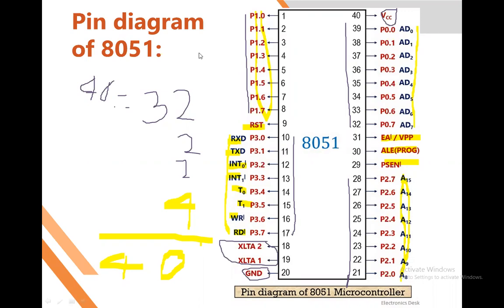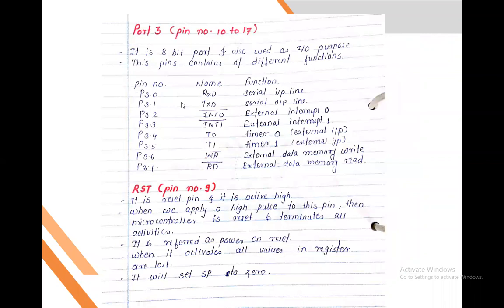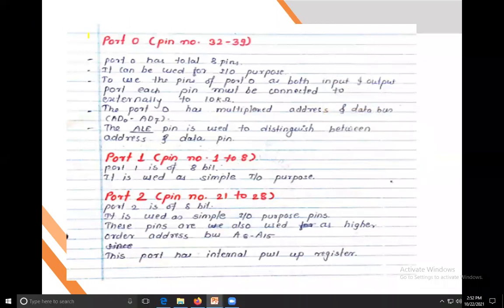Okay, so these are the 8051 architecture and pin diagram. One by one we will discuss the pins. Up to this we have discussed, and then stop. This is port 3. Port 0 is pin number 32 to 39. This total of 8 pins is used for both input and output.